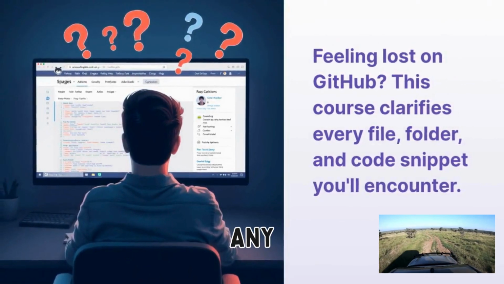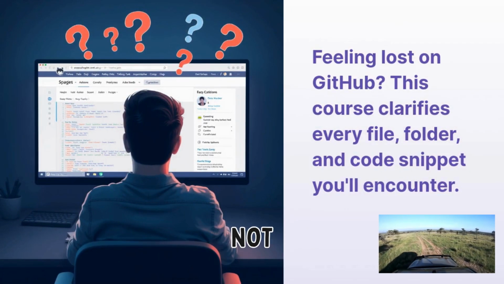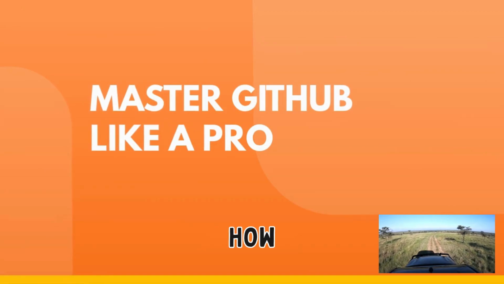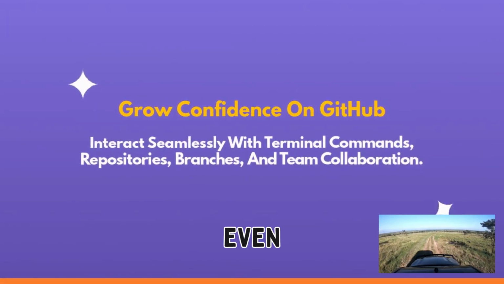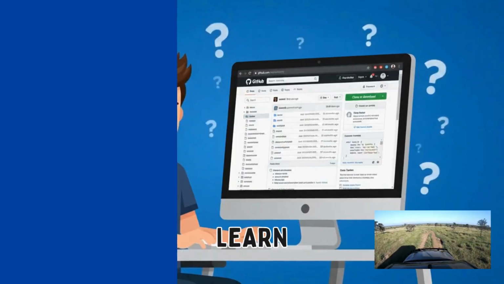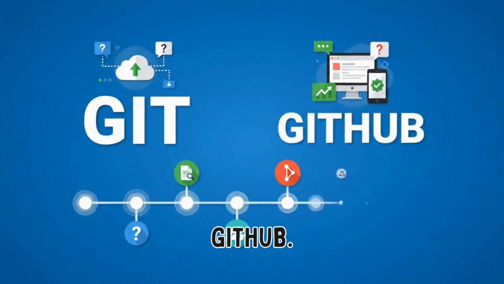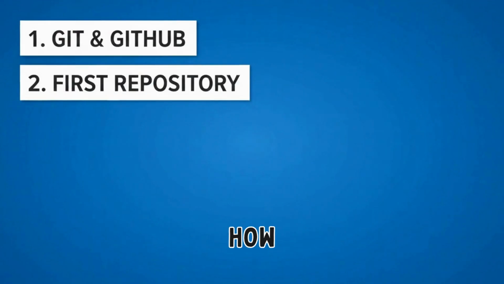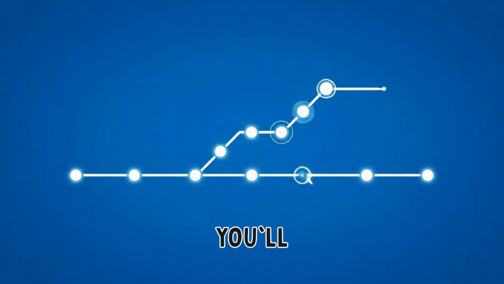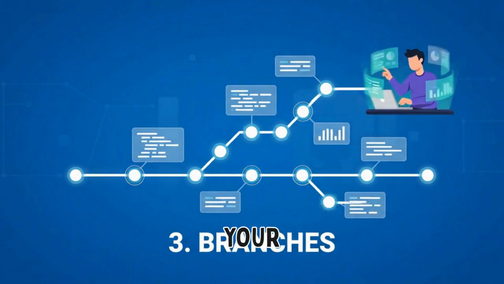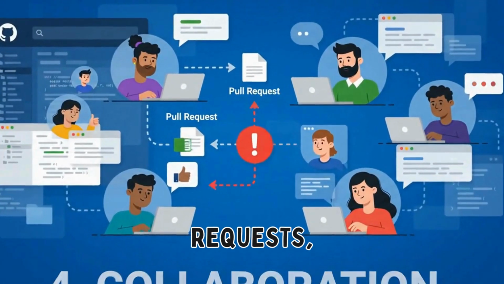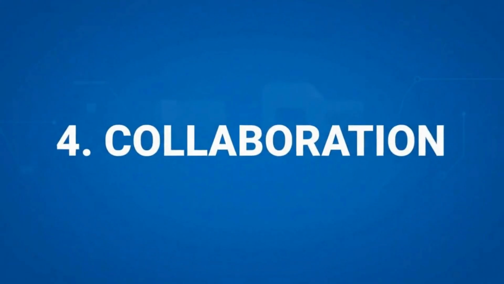If you ever encounter any of these situations, then this video not only explains how to solve them, but also consists of a 7-module course on how to master GitHub like a pro, even if you're a complete beginner. And by the end of this course, you will be able to learn the difference between Git and GitHub. Second, you'll learn how to create your first GitHub repository. Third, you'll learn how to use branches without breaking your project. Fourth, you'll learn how to collaborate using forks, pull requests, and merge conflicts.